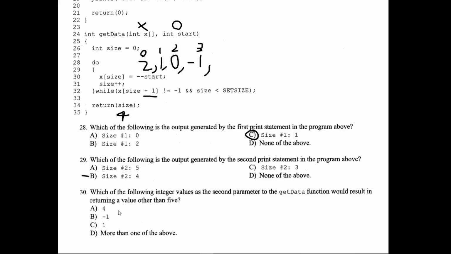In this case, if you pass 4, it's going to be 4, 3, 2, 1, 0, and that's going to be the entire length of the array. So size would be 5 because it has iterated through it 5 times. Then it would be -1, then -2, and so on, and it will stop at 5 because that's the size of the array, not because of the first condition that it's equal to -1. But if it's 1, it's going to go 1, 0, -1, and then it's going to stop right there because it sees that -1 in the second index of the array. So the answer to 30 is going to be C.